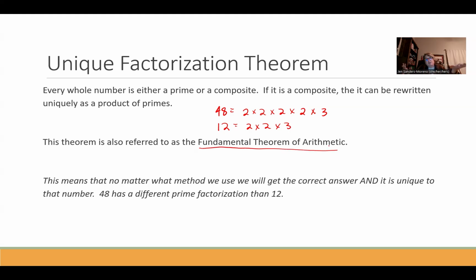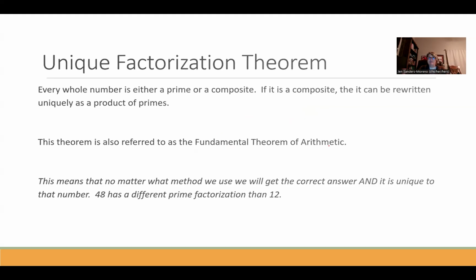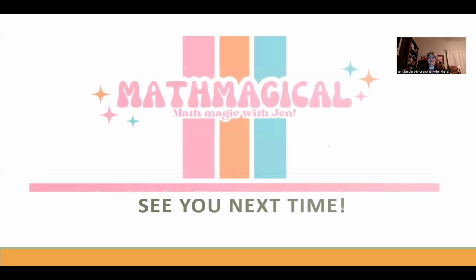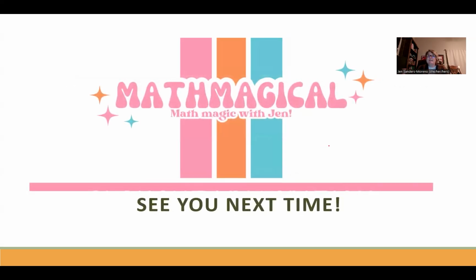So it has 2 names. Don't know why it has 2 names, but it has 2 names. So you can refer to it either way. But the most important part is understanding that it doesn't matter which method you use, you're going to get the same prime factorization. All right, that was another one in the books.